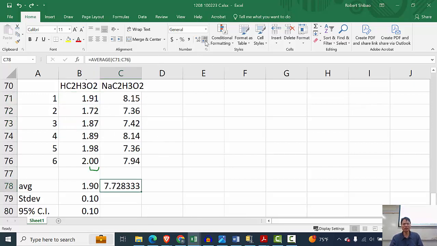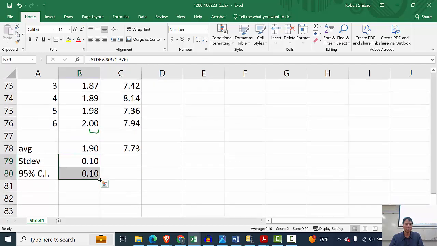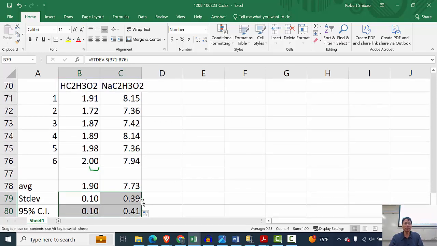So let's look at the average here for the sodium acetate at 773. And then what we're going to do is I'm just going to copy and paste that. And so here we can see a difference in the 67% versus the 95%. So to capture 67% probability, it's going to just be plus or minus 0.39. But if we want 95% probability to be in that range, then we are going to have to extend it out to 0.41. Does that make sense?